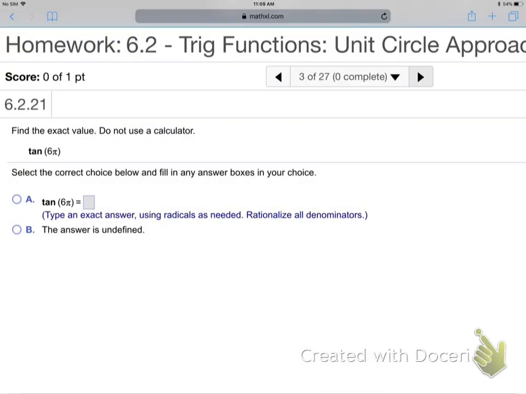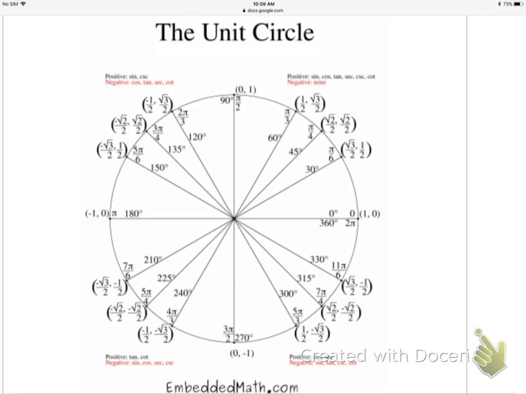Okay, so let's go back to the question. So tangent of 6 pi. Where is 6 pi? If you look at the unit circle, there's no 6 pi. Here's 2 pi right there, which means it's all the way around. 6 pi is all the way around 3 times. Does everybody see that? So remember, again, you start here at 0. This angle is 0 degrees. And you go all the way around, and that's 2 pi, or 360.